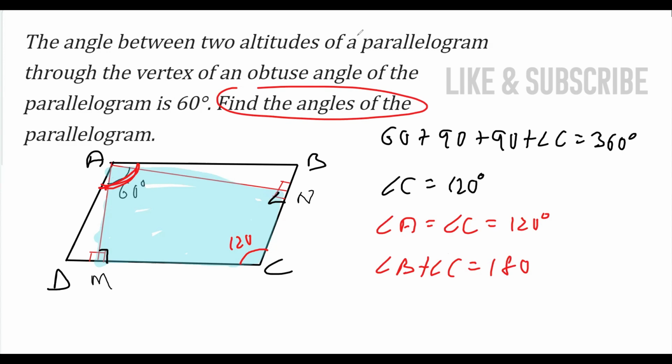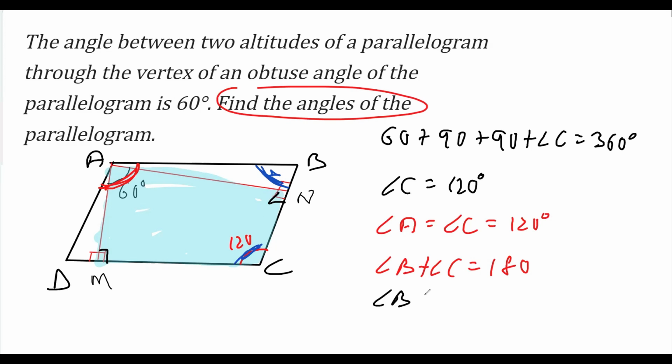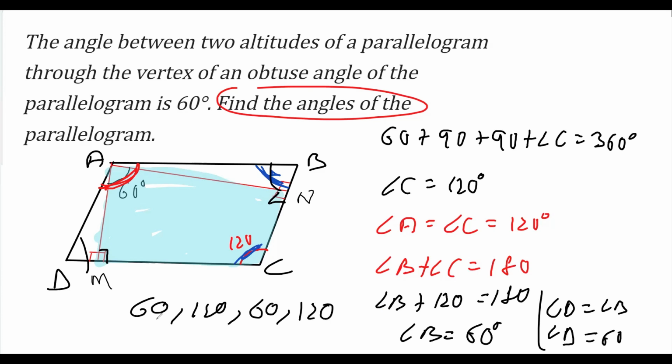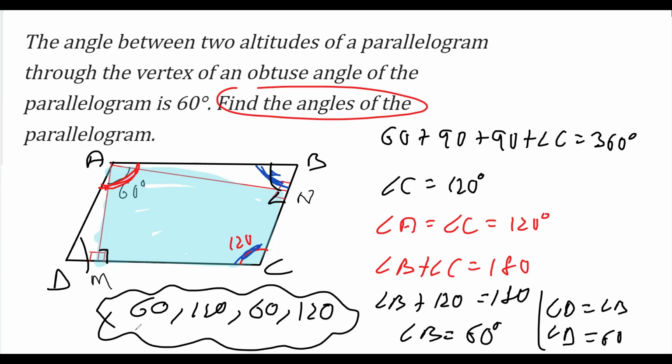One more time, adjacent angles of a parallelogram are supplementary. So over here we need to find angle B. Angle C is 120. So we can say angle B is 180 minus 120, that is 60. And so will be angle D, as D and B are opposite angles and opposite angles of a parallelogram are equal. So angle D will come out to be 60. So we can figure out it is 60, 120, 60 and 120 are the four angles of the parallelogram.